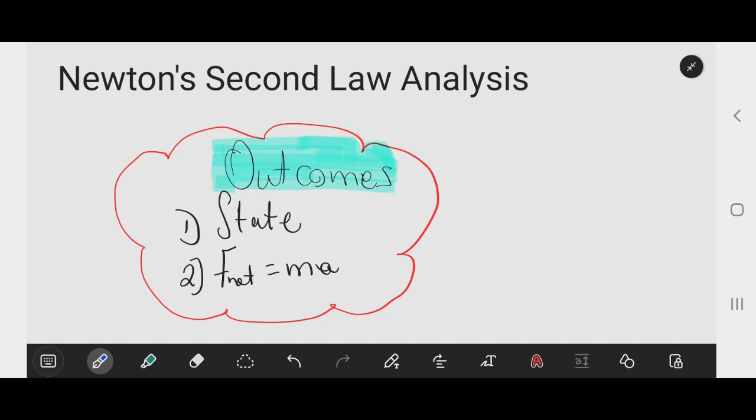So looking at the outcomes, I will first state Newton's second law in words, and we will have an analysis of the formula F net equals ma. For me to introduce this topic, I will introduce it using an example.